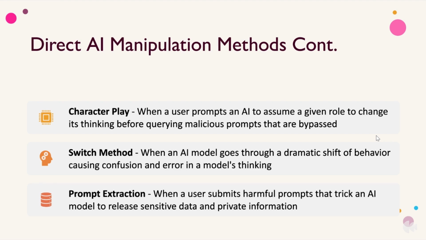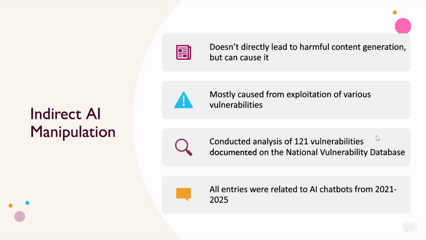And then finally, we have something called prompt extraction. This is when a user submits harmful prompts to an AI, and it forces the AI model to release sensitive data and private information about users, businesses, or even about the model itself. This is very dangerous because if attackers can manage to get an AI to give them this information, they can then use it in social engineering attacks.